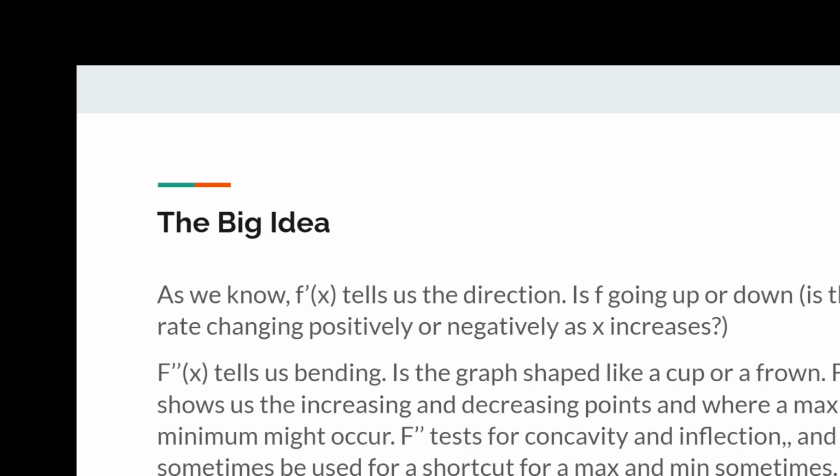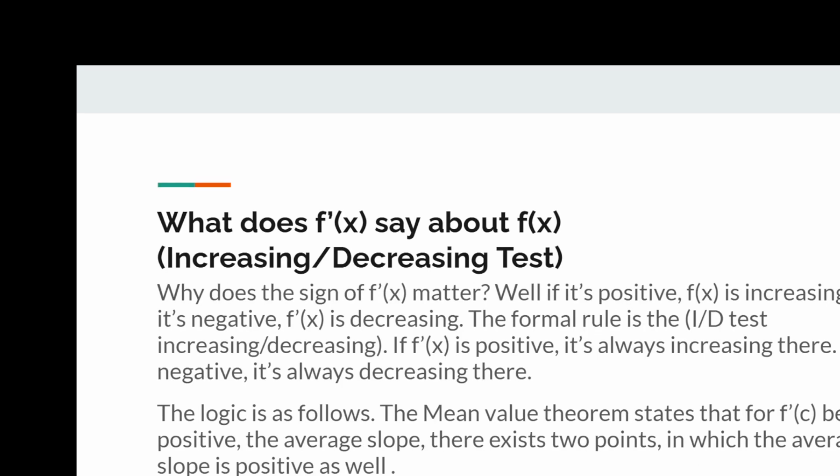If f prime is positive, that means the function is increasing. If f prime is negative, that means the function is decreasing. That goes back to algebra 1, algebra 2, logical slope stuff. So yeah. F double prime tells us the bending. We'll get to that later. I'm not going to cover that now because it's something with concavity.